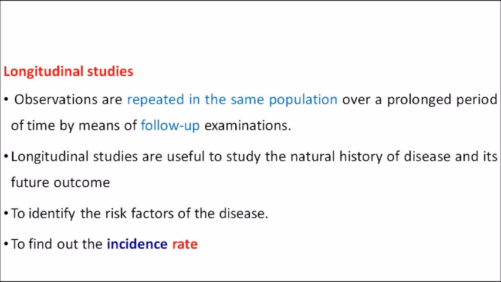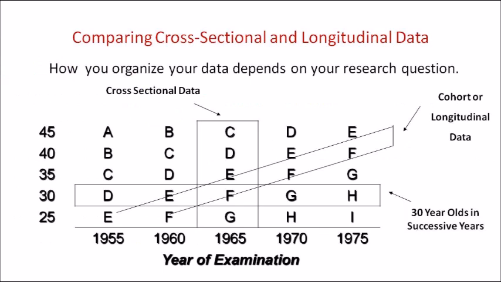And also to find out the incidence rate. Since we are checking them for a certain period of time through follow-up examinations, we can easily get the new spells of the disease or the new disease that has been occurring in that particular community. So it is very useful to assess the incidence. So longitudinal studies will give you the incidence, whereas cross-sectional studies will give you the prevalence. Clear?